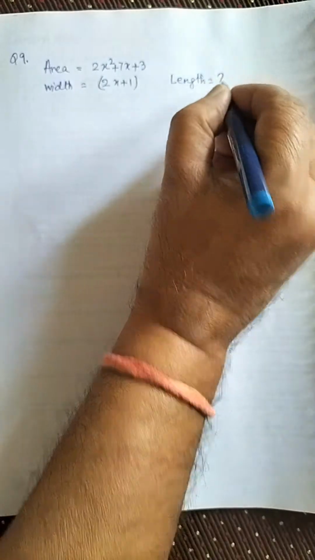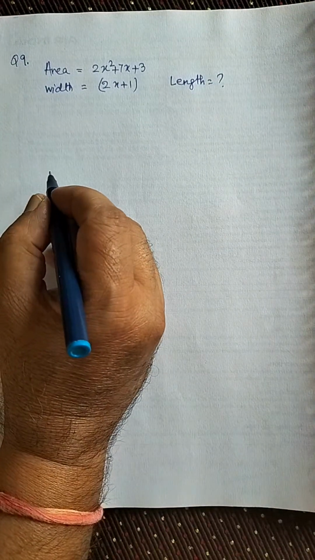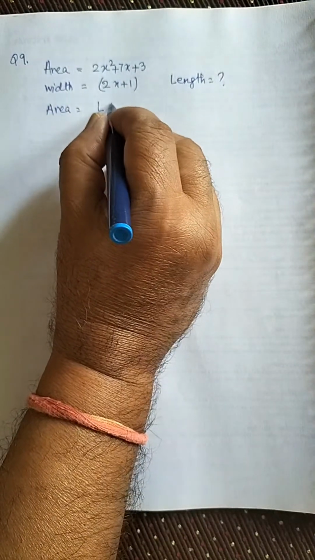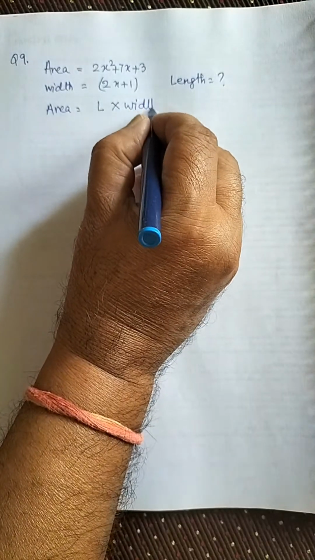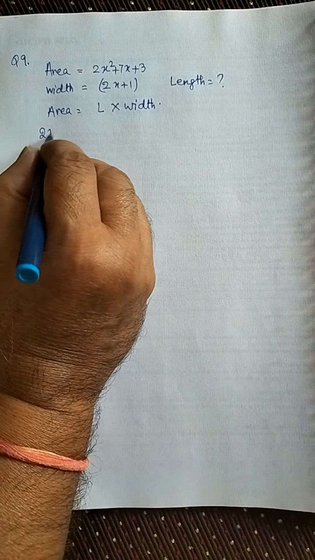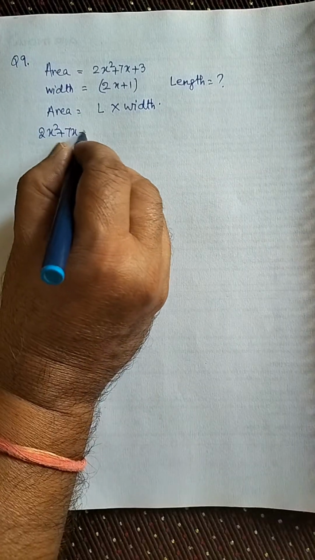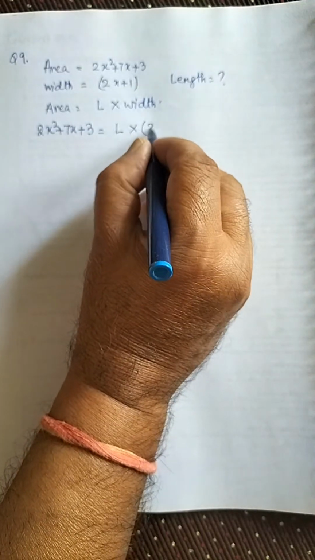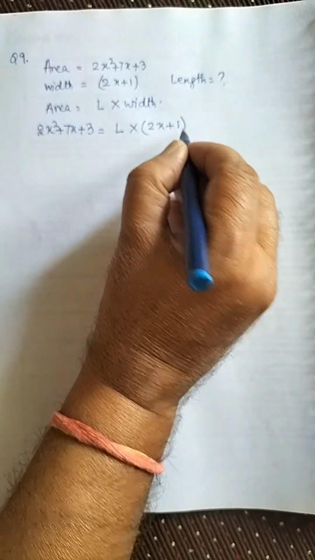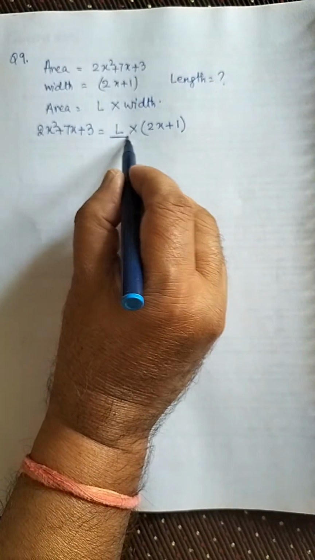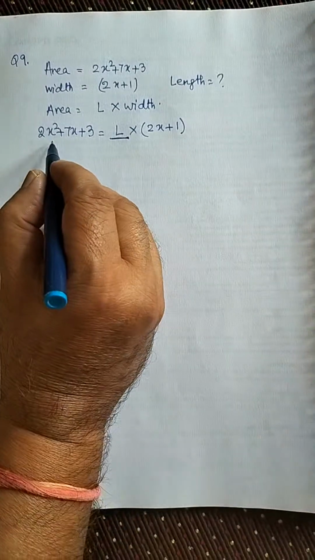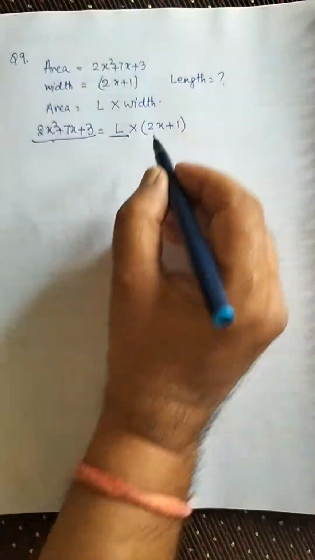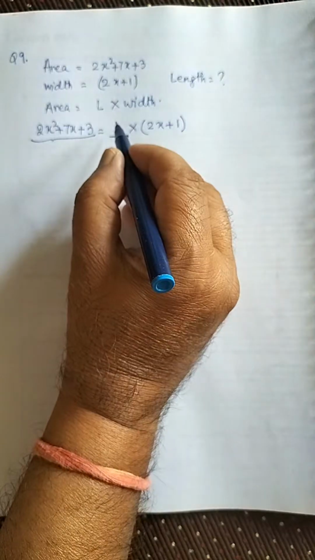Very simple. Hope you have understood it and you can do it yourself also. But see, we know that area is length into width. Putting the values, you have 2x square plus 7x plus 3 is equal to length times width. Width is given as 2x plus 1. So you have to just find this length. That means you have to factorize this expression so that you will get two factors, of which one factor is this and the other factor is your length.